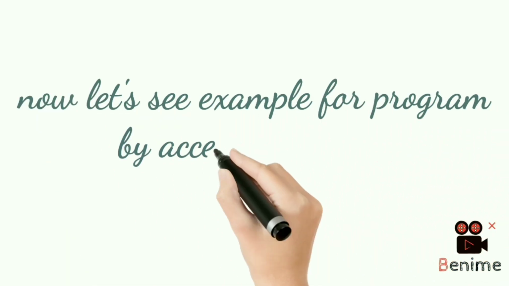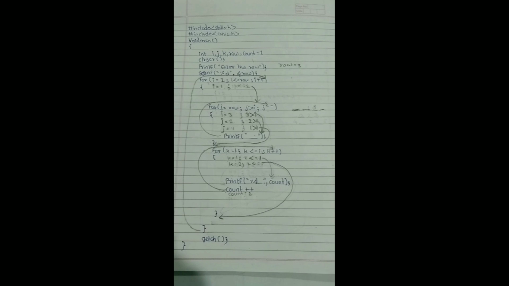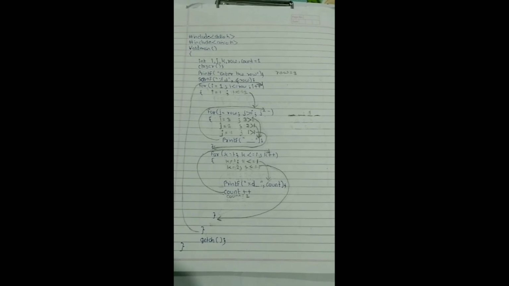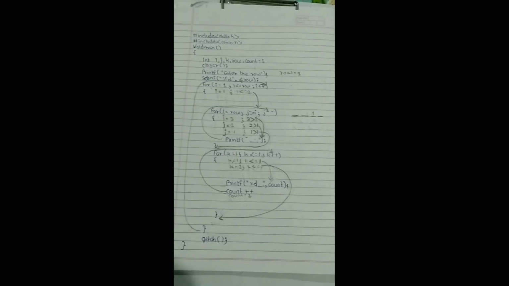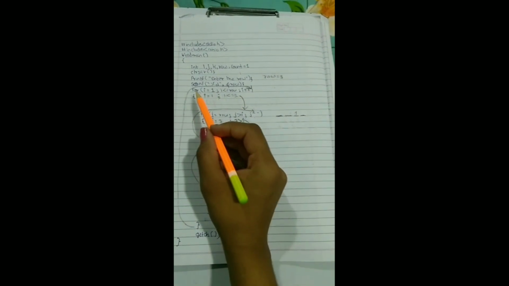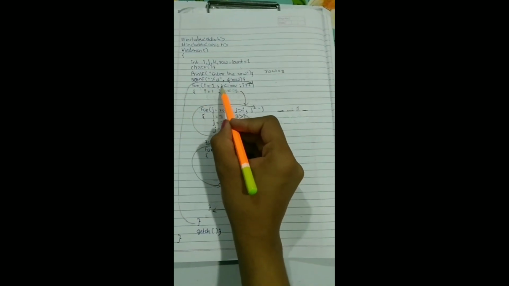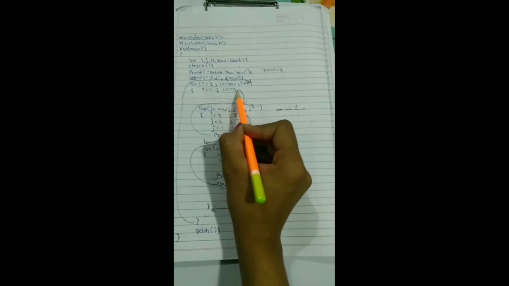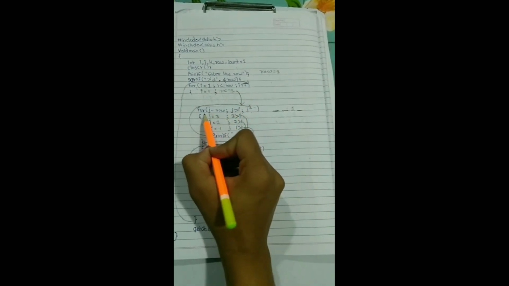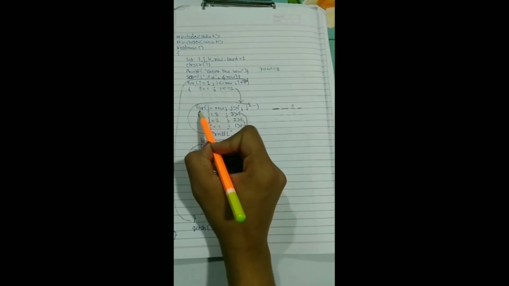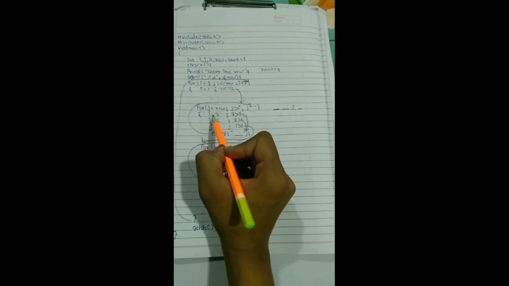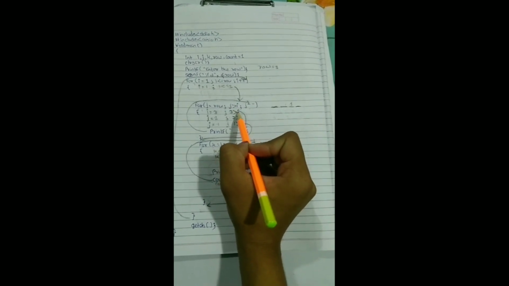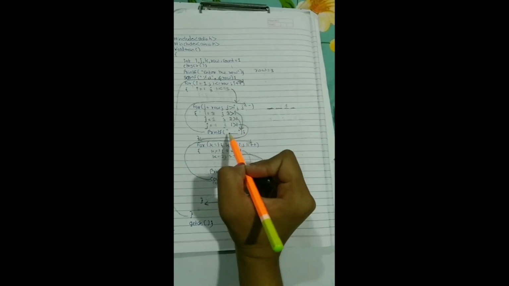Now let's see an example for the program by accepting row is equal to 3. In this program, if we take some value of row, the for loop will be repeated. Here if we take the value of row equal to 3, then for i is equal to 1, the condition i is less than or equal to row is checked: 1 is less than or equal to 3. As this condition is true, it goes inside the body. Here inside the body again for loop is used. For j is equal to row, that is j equal to 3, then the condition is checked j is greater than i, that is 3 is greater than 1. As this condition is true, it goes inside the body.